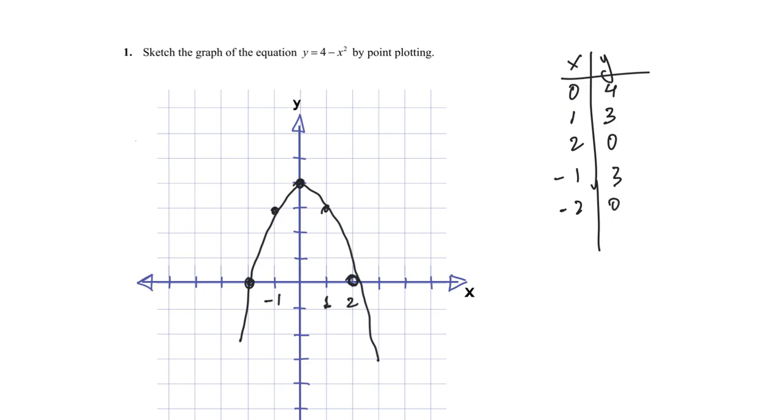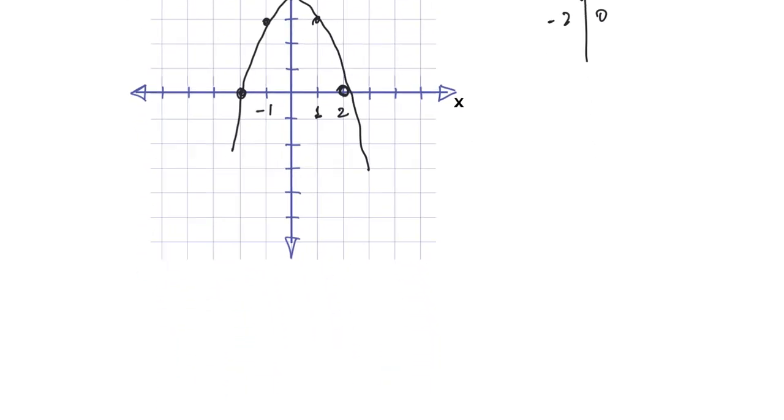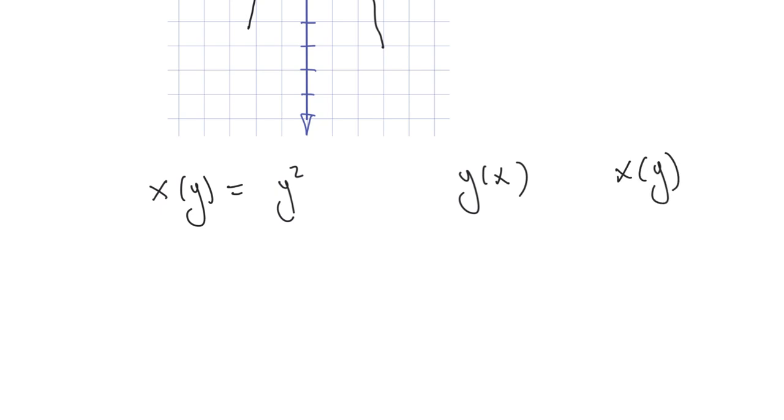Perfect. So we have graphed this equation. Let's graph another equation to practice. What if I tell you that the equation is x of y equal y squared? So what does y of x mean, and what does x of y mean? Let's learn this concept.